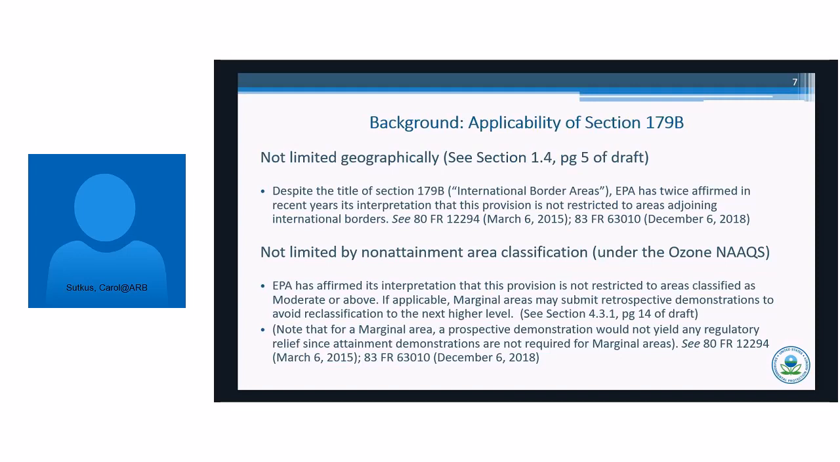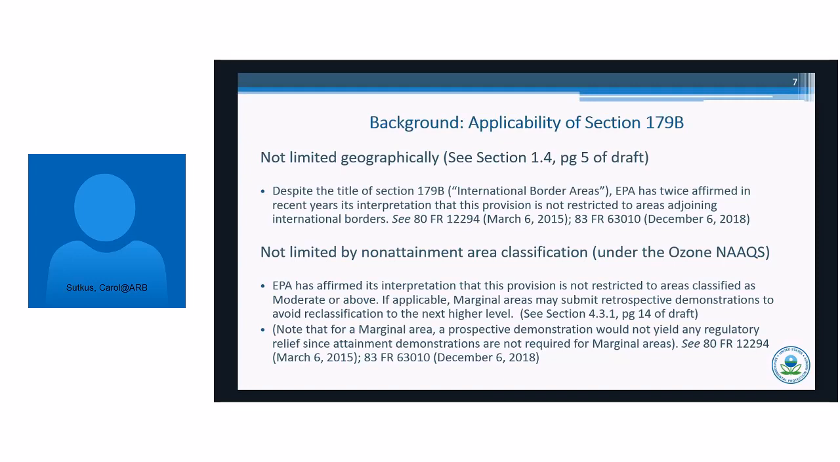I'm on slide 7 now. Here the guidance reiterates as background two key interpretations that were most recently described in the SIP requirements rule for the 2015 ozone standard. Specifically, we've twice affirmed in separate rulemakings our interpretation that Section 179B relief is not restricted to areas adjoining an international border. Additionally, we have previously affirmed our interpretation via rulemaking that Section 179B relief is not limited by an area's classification. Therefore, if applicable, marginal ozone non-attainment areas may submit retrospective demonstrations to avoid reclassification to moderate.